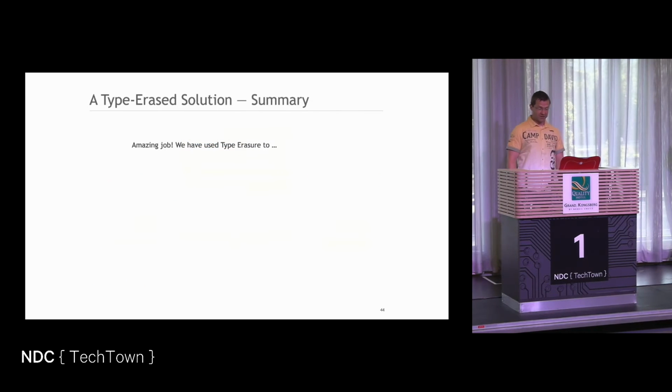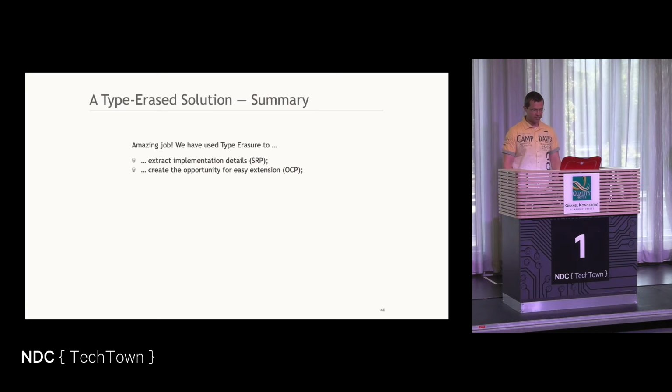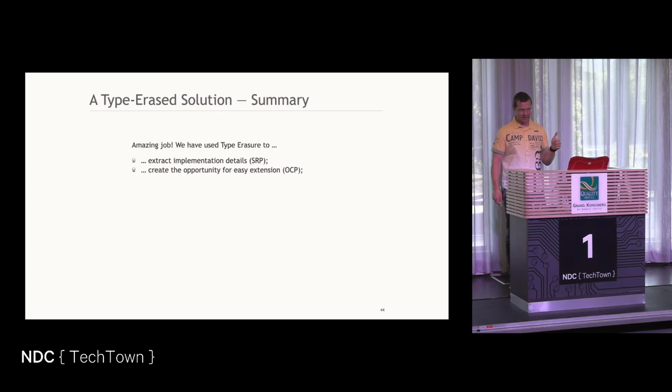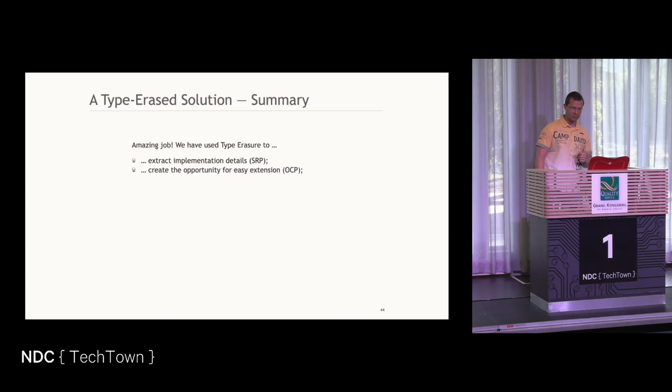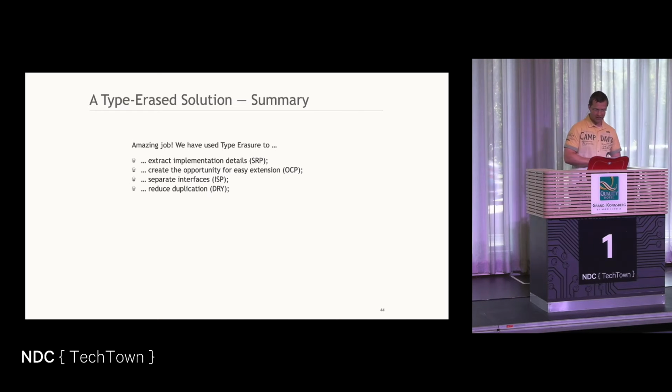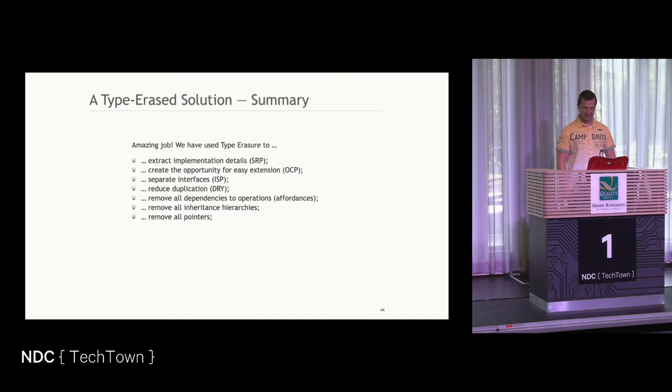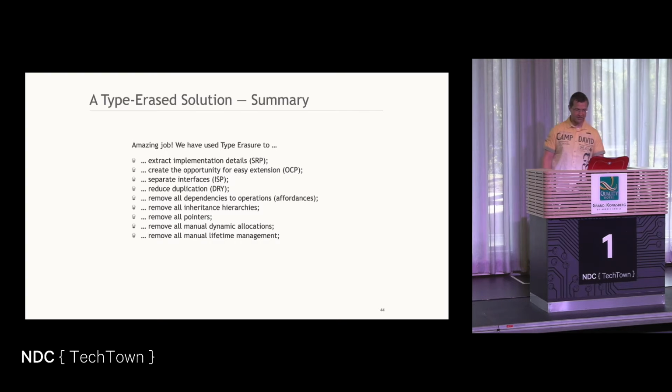All right, amazing job. We have used Type Erasure to extract the implementation details of circles and shapes. There's no dependencies on anything there. We still have the ability to easily add new types: triangles, ellipses, rectangles, whatever you need. We've also separated interfaces, reduced duplication. We've pretty much removed all dependencies, nice. And we've removed all inheritance hierarchies, removed all pointers, manual allocations, and all kinds of lifetime management. Okay, it's inside the class, sure, but it's happening automatically.